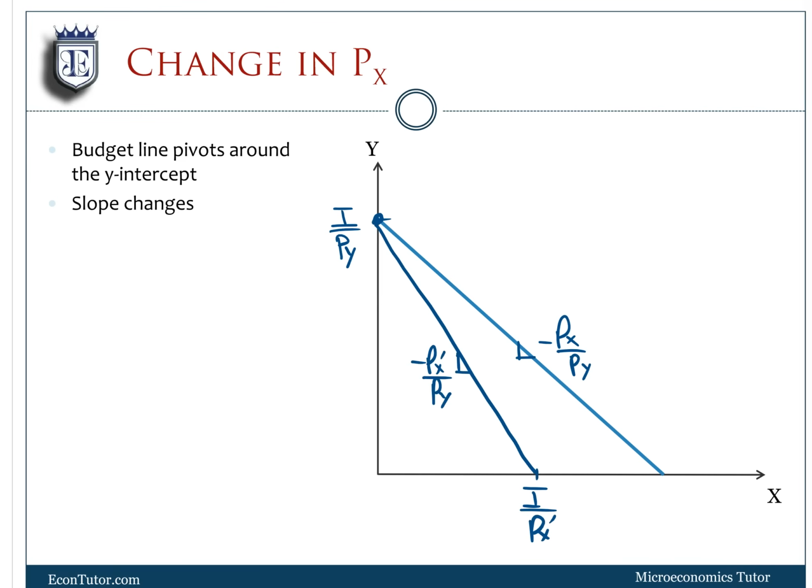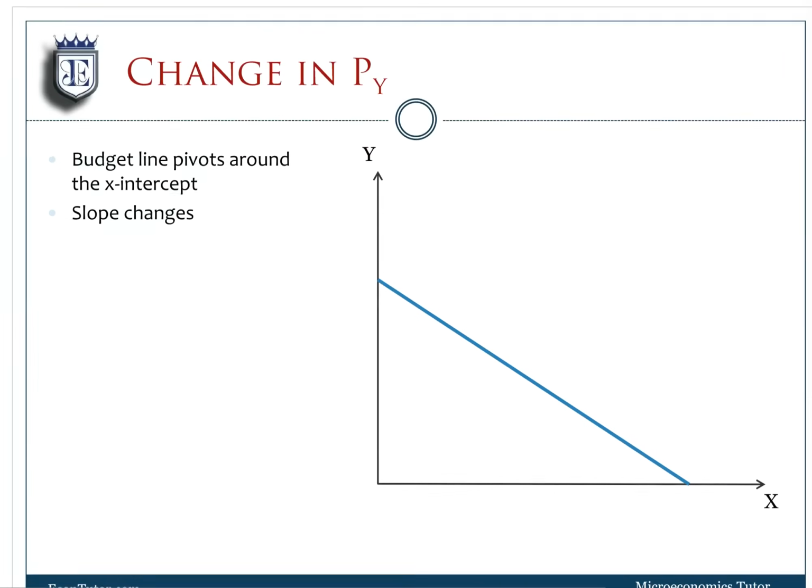What if the price goes down? Well, then the line pivots out and this becomes a flatter line. So this is negative Px double prime over Py, and obviously this is going to give me a higher intercept. I am able to buy more of good X because it's cheaper, right? So more expensive pivots the line inwards, and cheaper pivots the line outwards, and you're able to buy more of good X because it's cheaper, but good Y doesn't change because obviously the price of good Y didn't change and your income didn't change.